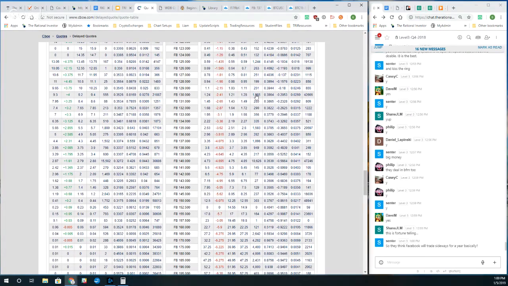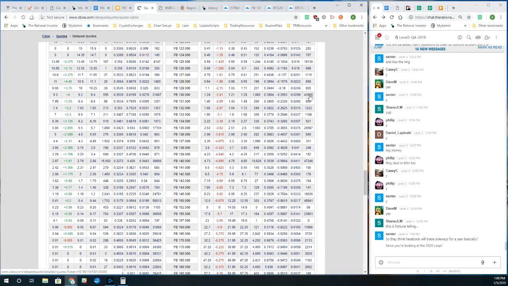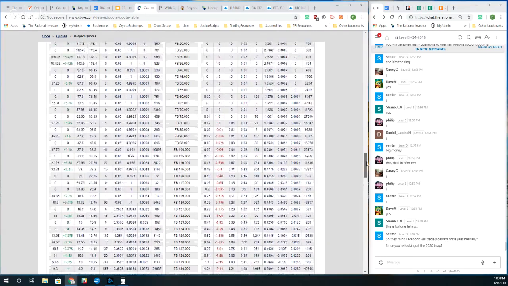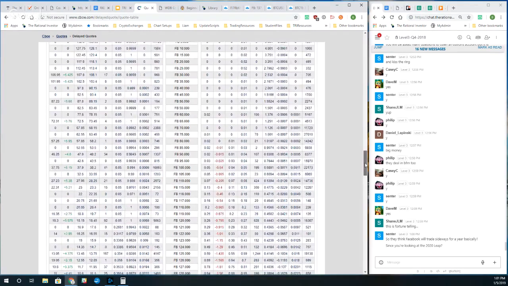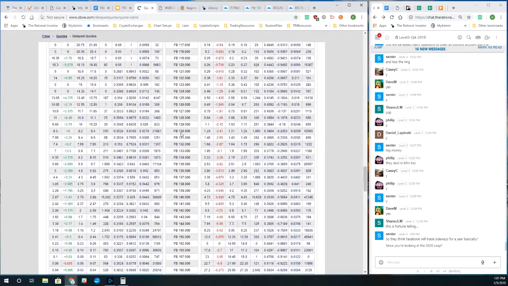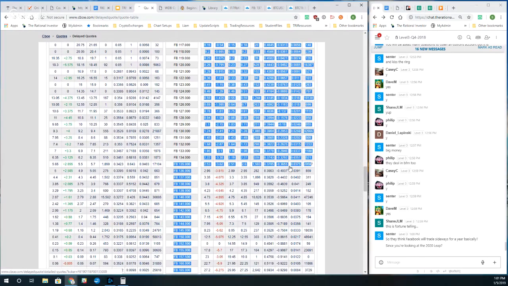What's interesting, of course, is that these things won't get exercised unless they're in the money. So what do you think the odds are by January 18th? Remember, this is expiry, January 18th. What do you think the odds are, especially like this 140, or look at this, 135, 20,000 contracts.